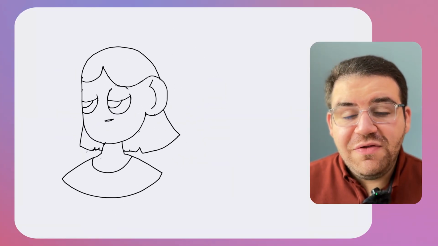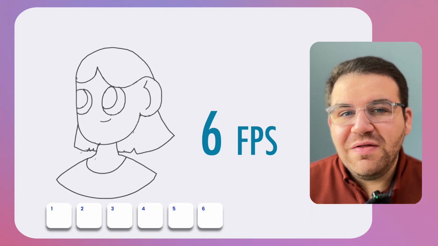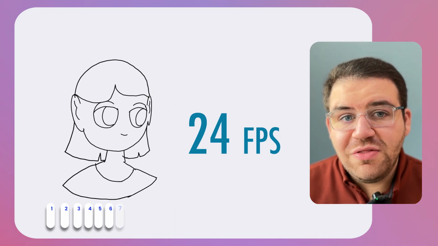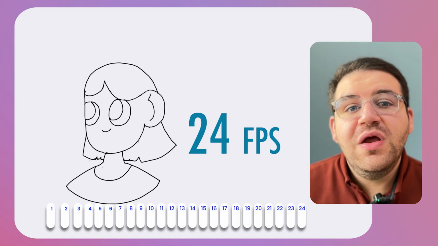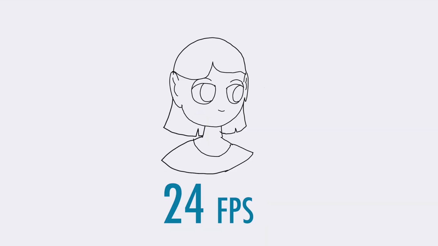If I animate a character turning their head in 6 frames per second, it's going to feel very snappy. While if I animate and stretch the timing and the drawings into 24 drawings per second, it will feel very slow and subtle. Now, there are 3 main things that influence the timing in animation.